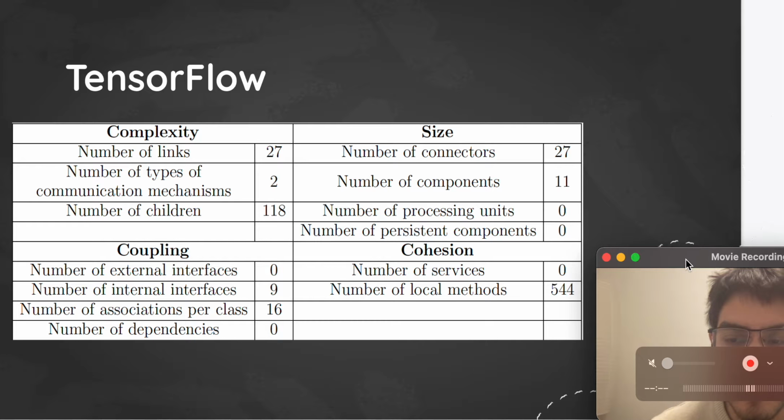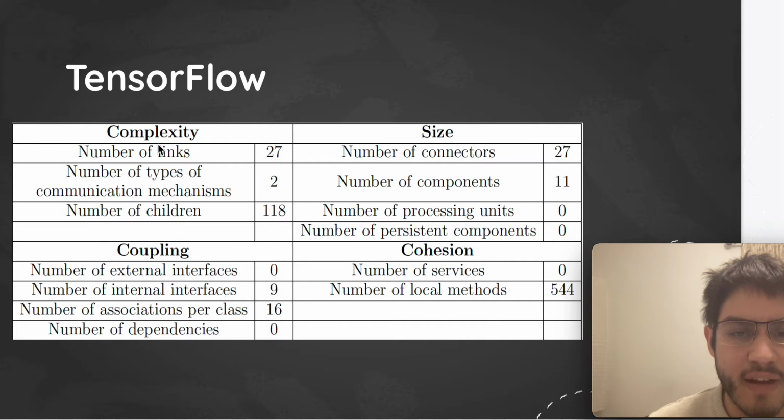As we can see here, we have the complexity. In the complexity metric, we have 27 links, 118 children, and also 544 local methods. So if we just see these numbers, we can see that in general, this framework is kind of complex, and not super big, but kind of big.